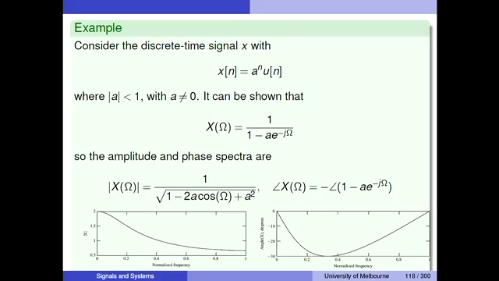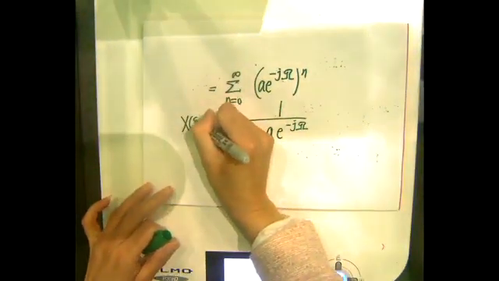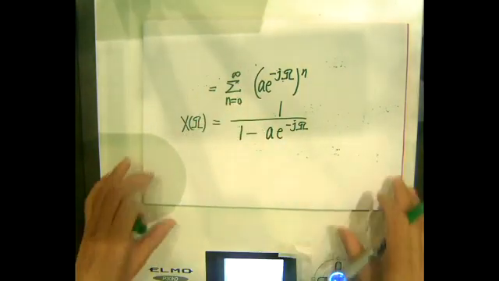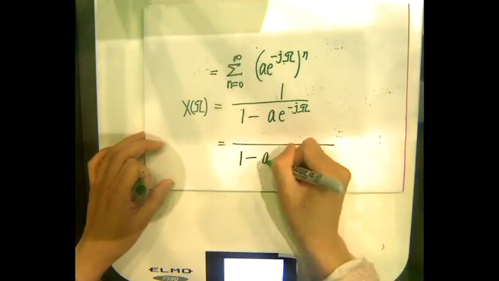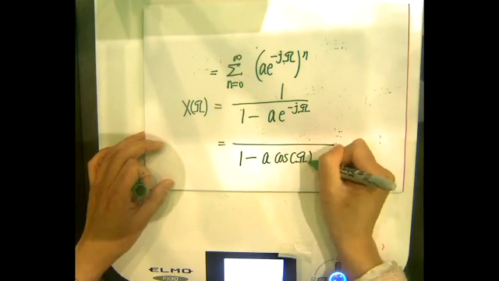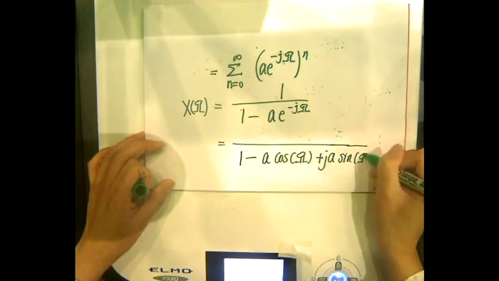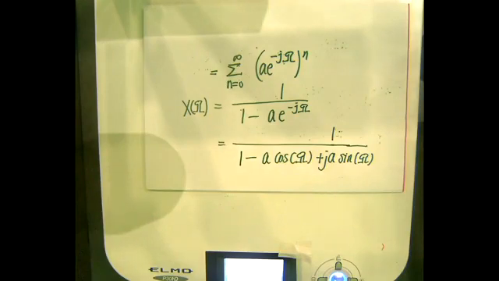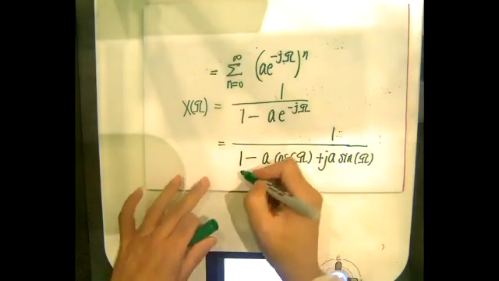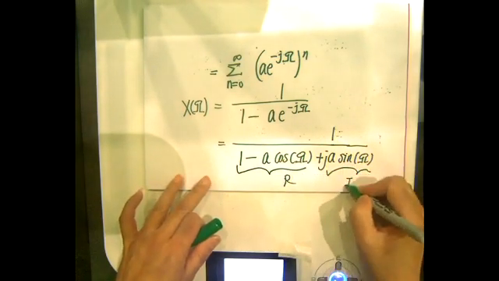what is my amplitude? What is my phase? What is my amplitude and what is my phase of this complex signal of omega? So I'm writing down here, it will be 1 minus A cosine omega plus j A sine omega. So I will use the Euler formula to write e to the power of minus j omega as cosine omega minus j sine omega. Then for my amplitude, this is my real part, this is my imaginary part, right?